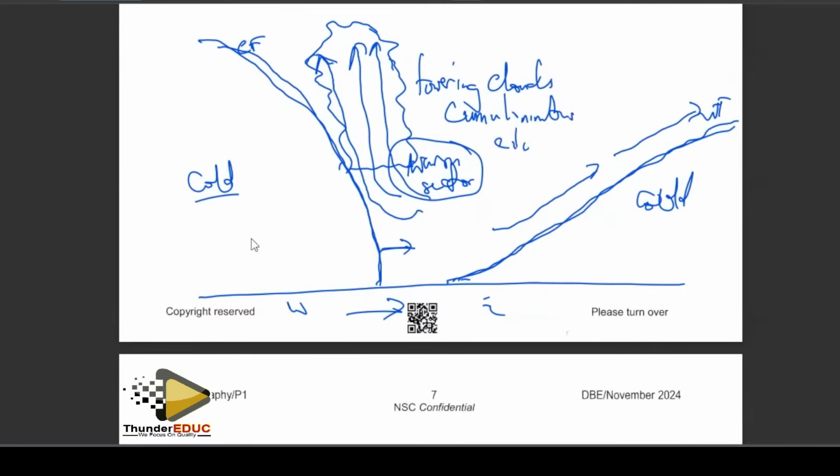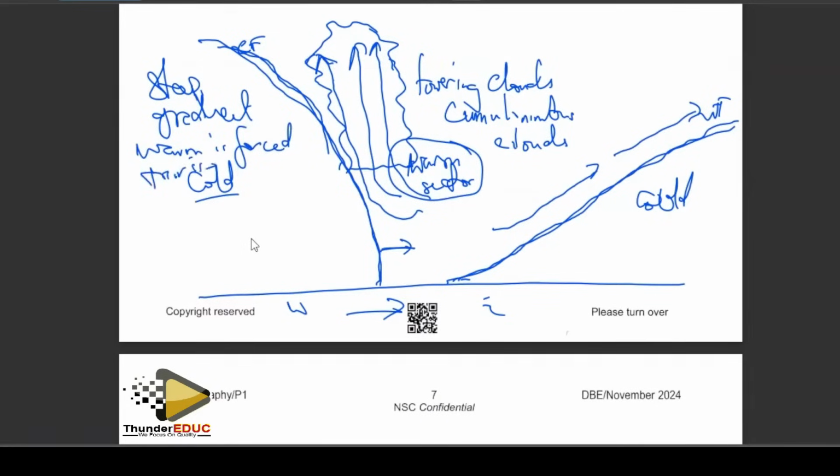clouds. So the question is saying, how does front A give rise to the formation of cumulonimbus clouds? Explain the steepness of the cold front. The cold front has a steep gradient. And what is the implication of the steep gradient? Warm and moist air is forced to rise steeply.